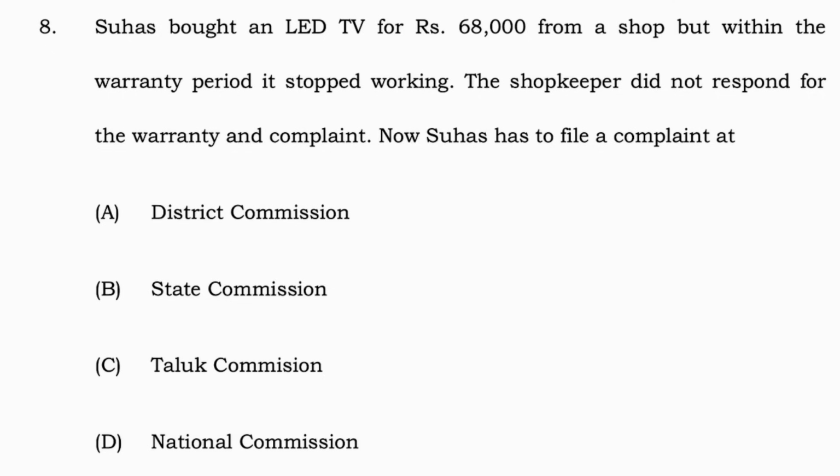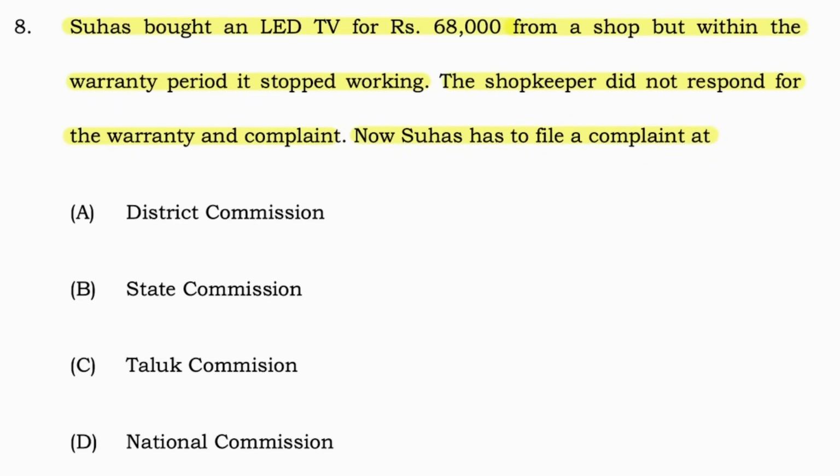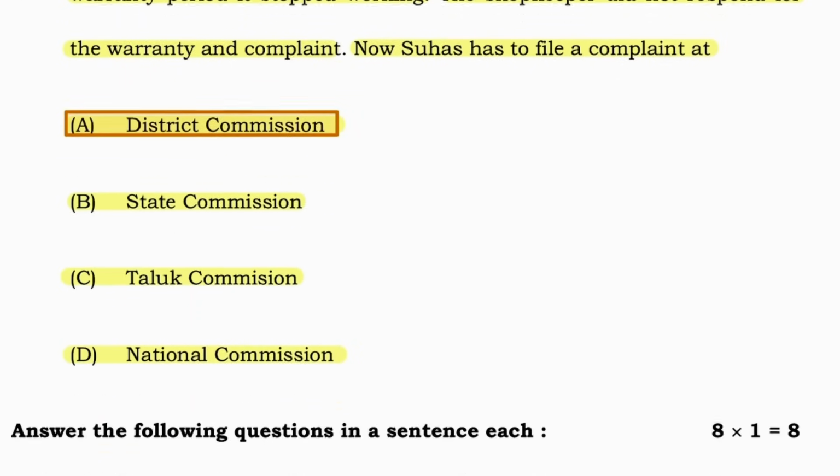Question number 8, and the last question of the first main. Suhas bought an LED TV for rupees 68,000 from a shop, but within the warranty period it stopped working. The shopkeeper did not respond to the warranty and complaint. Now Suhas has to file a complaint at: option A, District Commission; option B, State Commission; option C, Taluk Commission; and option D, National Commission. So Suhas needs to file a complaint at the District Commission, option A. Let's move to the next main.